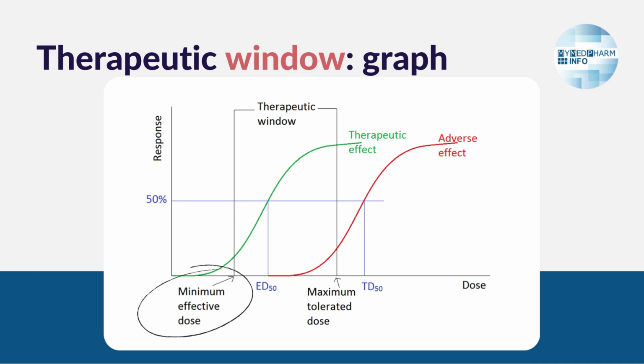You have the therapeutic effect, but no adverse effect. And this range ends with the maximum tolerated dose. If you exceed the maximum tolerated dose, the adverse effects become intolerable. Remember that this is a visual representation of a pharmacological concept, not a graph based on real data.